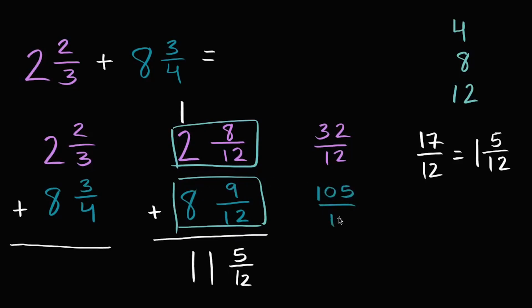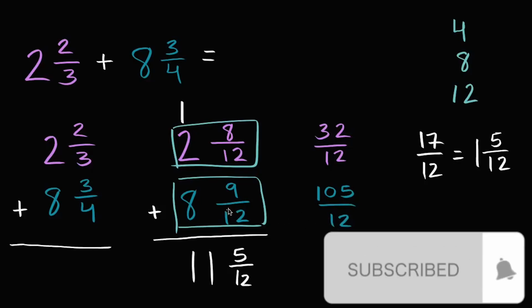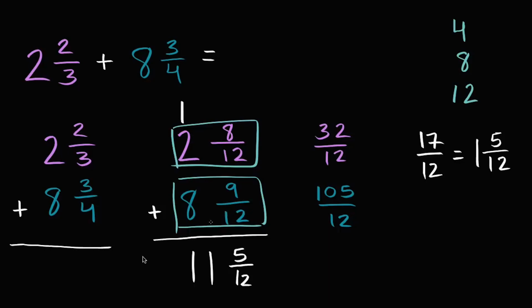105/12. If what I just did looks a little bit confusing, you should review the Khan Academy videos on converting mixed numbers to improper fractions or vice versa. But now I could think about adding these two. And what would I get? I would get 32/12 plus 105/12, which would be 137/12. And then if we wanted to rewrite this as a mixed number, we could say, okay, 12 will go into 137 11 times. 11 times 12 is 132, so you'd have 5 left over. So it's 11 and 5/12.